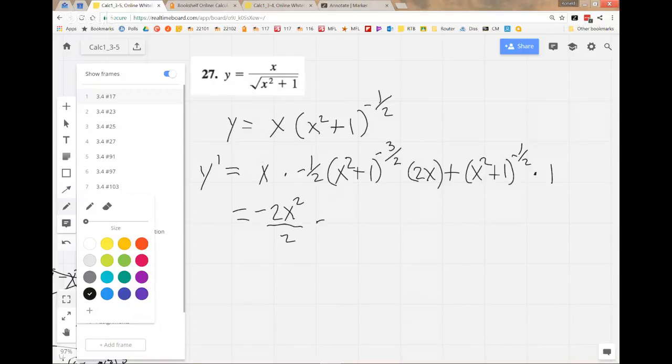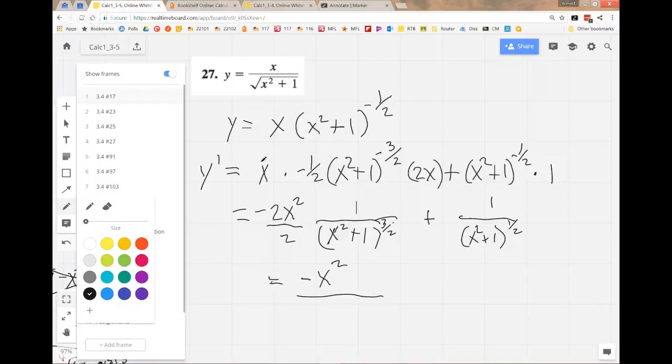Okay, and then you've also got this thing in the bottom, x squared plus 1 to the positive 3/2. That's all on the bottom. And then this other one is just one of these on the bottom. So what can we do here? This comes down to negative x squared.